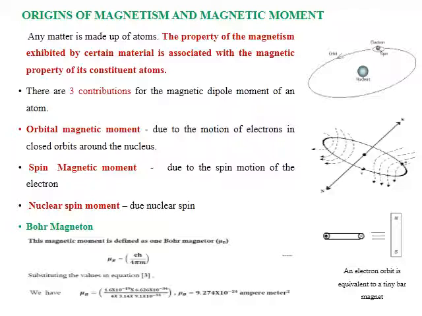So these two are the main contributors for the magnetic property of each and every atom. So in this consideration, all the atoms that exist in the universe will have the magnetic property. That is what we have to understand fundamentally.